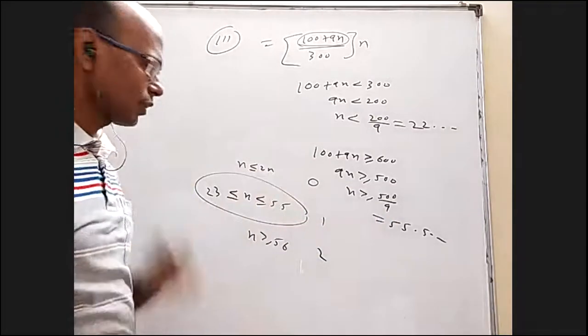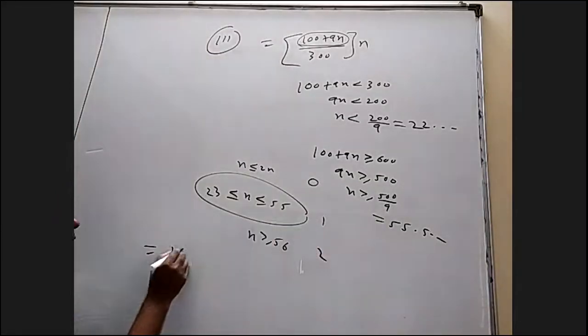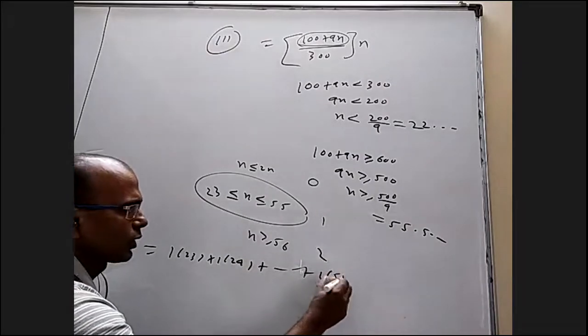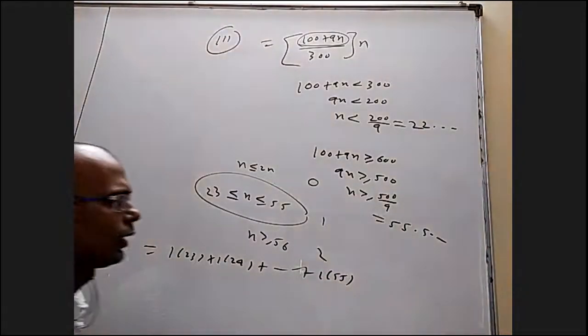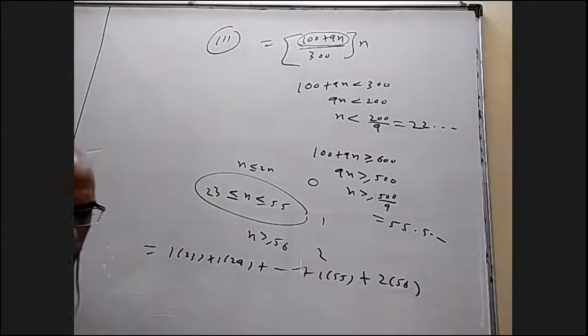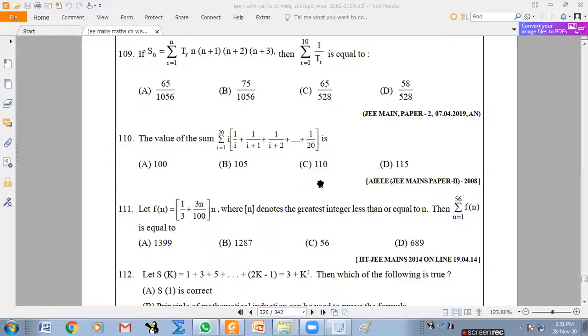So the first 22 terms are gone. And the next terms are 1 into 23 plus 1 into 24, and so on up to 1 into 55. And the last one, I think, is 2 times 56, because the integer part is 2. Because there is only up to 56. If they had asked up to 58 or something, we would have to work more. Anyway, now how to do it?